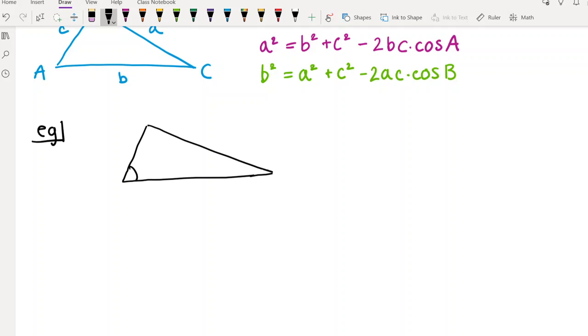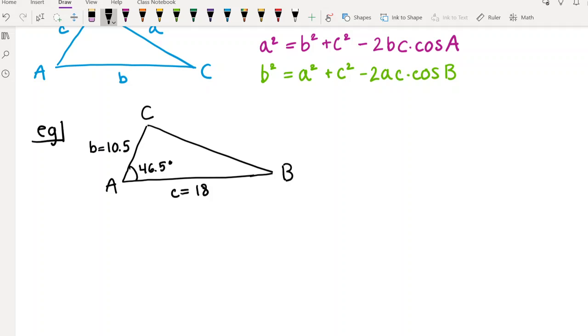So we know that this angle is 46.5 degrees. We know that this side is length 18, and maybe let me actually label this stuff first. So let's say this is C, this is B. So side C is going to be 18. Side B is going to equal 10.5. And that's all we know.